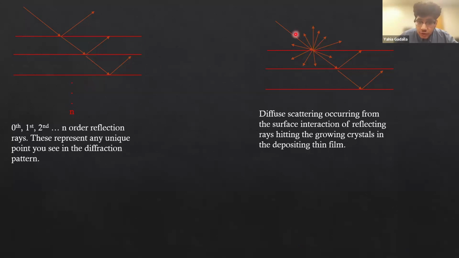On the right, we see something called diffuse scattering. This is from the surface interaction between reflecting rays and the growing crystals in the depositing thin films. What happens is as the thin film grows, it creates tiny surfaces with different angles so that the light may hit it and reflect at the same angle, the same and opposite. So this causes light to scatter in all different directions due to the randomness of the orientation of growing crystals.